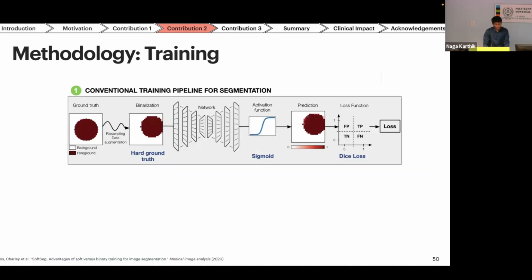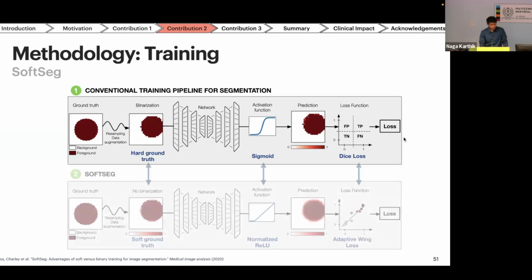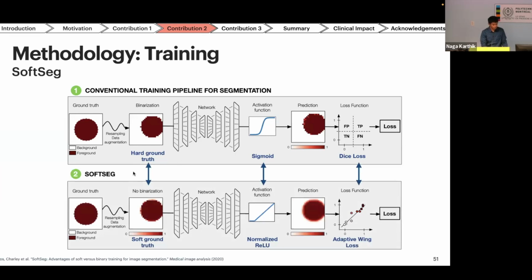Okay. For training, we used a soft seg approach. So this is the typical pipeline for training a segmentation model. You have a ground truth, you apply some data augmentation, you binarize them again, using one hot encoding. You pass them through the network, you apply some activation, and then you use pixel-wise classification losses such as dice losses to optimize your network. What SoftSeg did was to do away with this binarization and let the model train on soft segmentation masks. So basically, implicitly obtaining soft masks while training and replacing the pixel-wise classification losses with the regression loss, which is the adaptive wing.